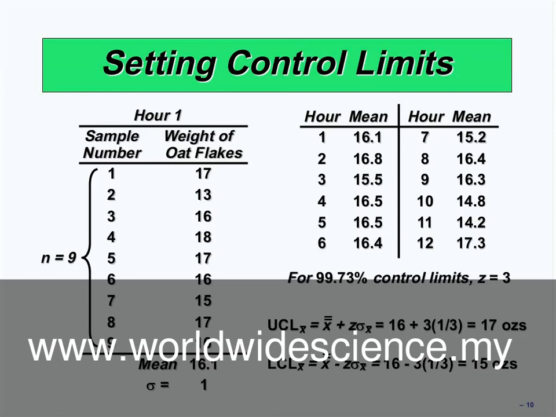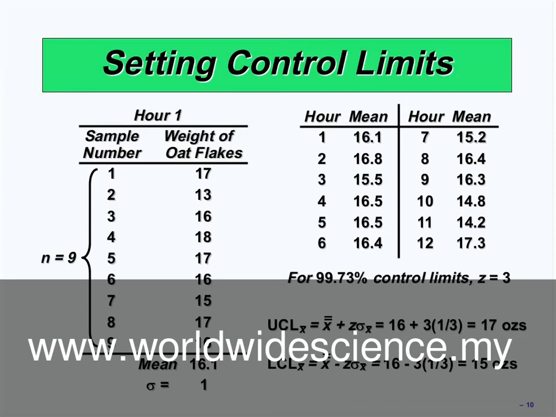Okay. The maximum number and minimum number have been calculated here, 17 and 15. So the weight is between 15 ounces and 17 ounces. The means of these 9 cups in each hour should not be more than 17 and should not be less than 15. All of the means in each hour should be between 15 and 17 ounces.